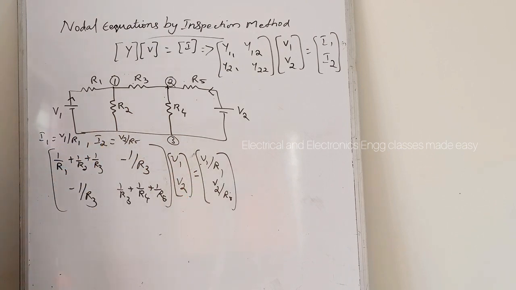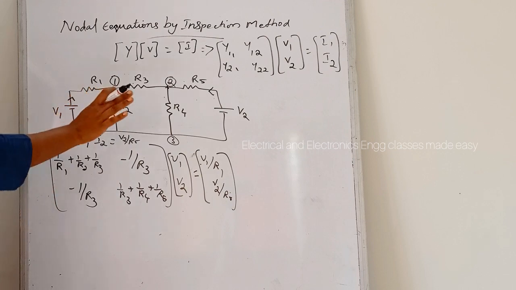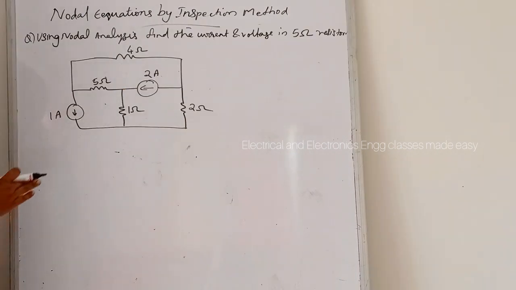Then we can simplify using Cramer's rule. So this is the method for writing the nodal equations by inspection method. Let us do a problem. Using nodal analysis, find the current and voltage in the 5 ohm resistor. So this is the given network.